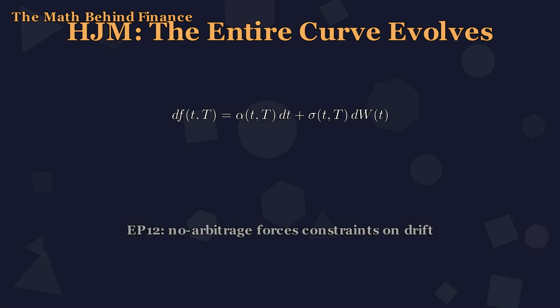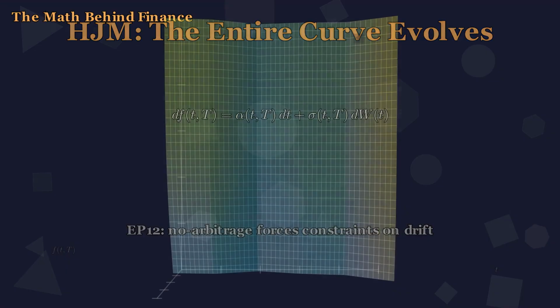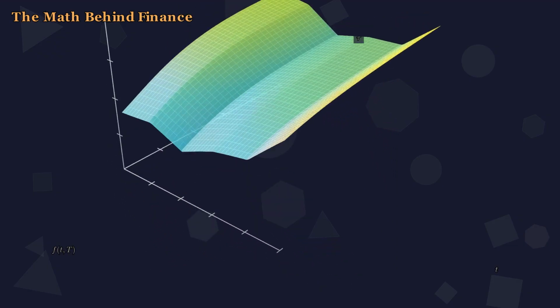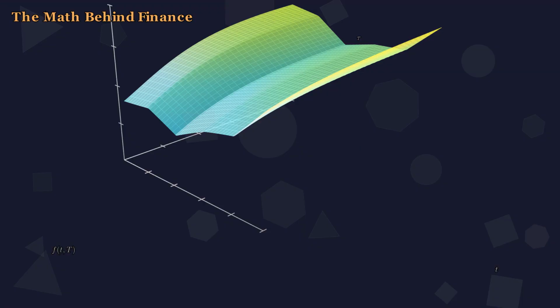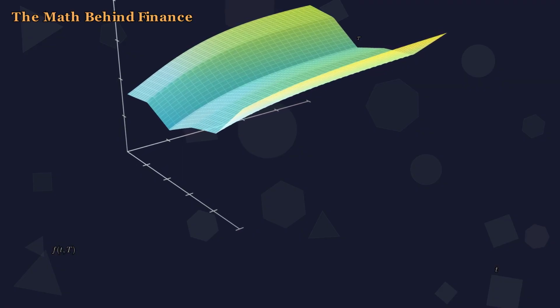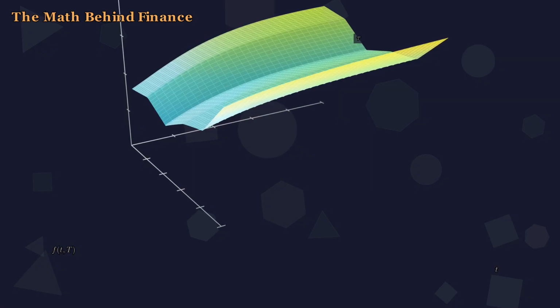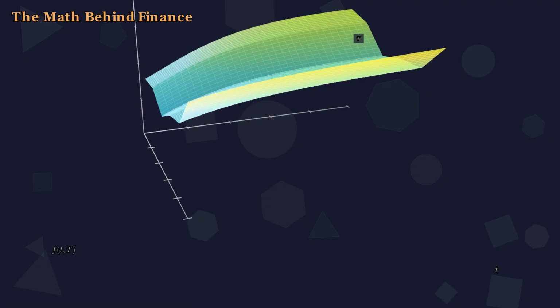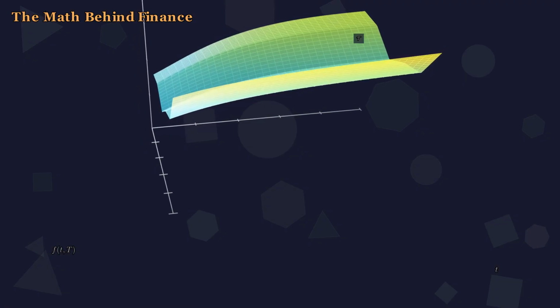But here is where episode 12 comes back. No arbitrage does not allow alpha and sigma to be chosen independently. Let me show you what this looks like. This surface is the forward rate curve evolving through time. The horizontal axis is calendar time. The depth axis is time to maturity. And the height is the forward rate. As time moves forward, the entire curve shifts and ripples, like a wave propagating through the term structure. From this angle, you can see how the initial Nelson-Siegel shape gradually changes under the HJM dynamics.